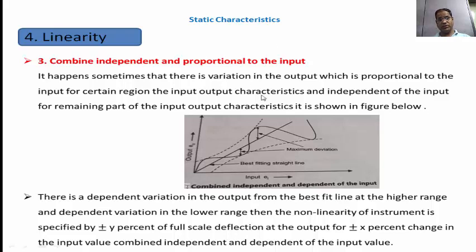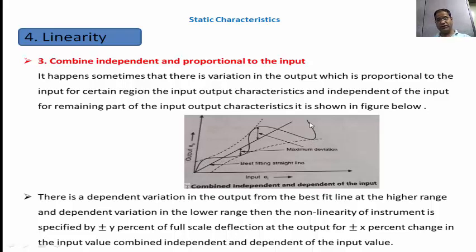So what is happening over here? There is dependent variation of output from the best fitted line. So this is your best fitted line. Here the straight line passing through the origin represents the best fitted line, the best fitting straight line. And here you are measuring the actual curve. These are the readings or actual measurements you are getting for input and output.